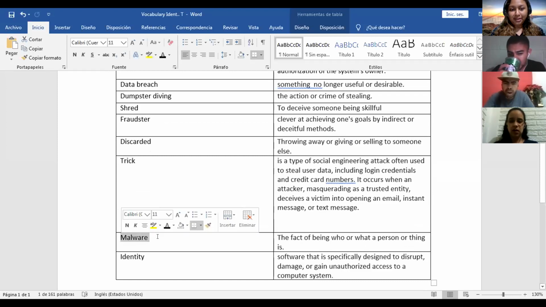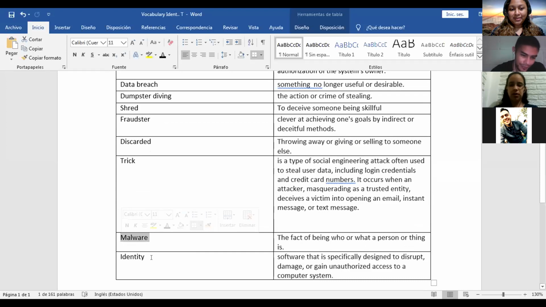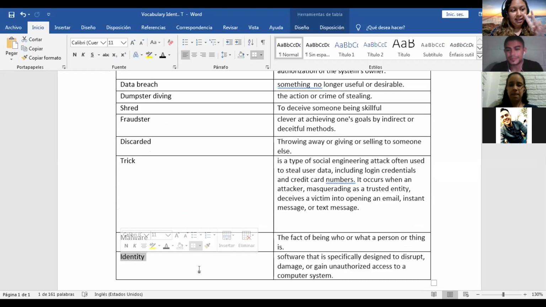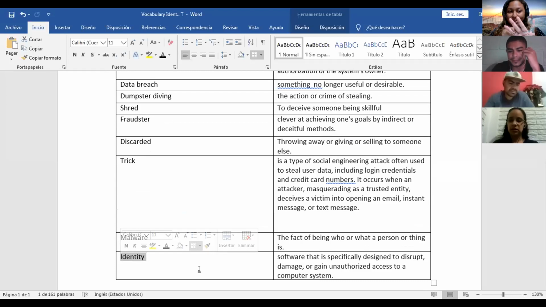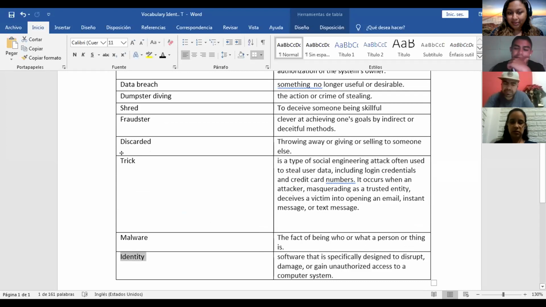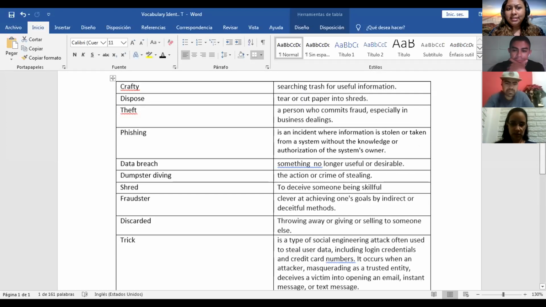Malware. Malware. And then we have identity. Identity. Okay, perfect. Now you can also say identity. It is valid to say it like that. Okay. Now, so we have these terms.